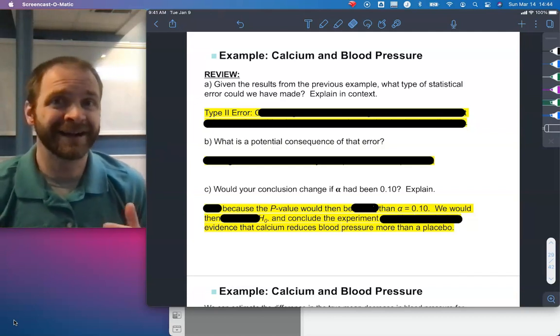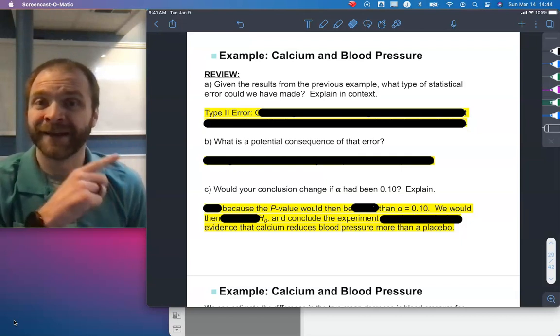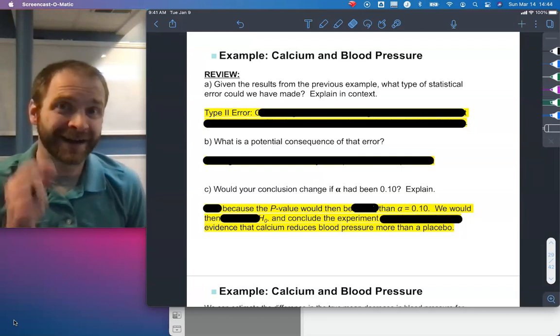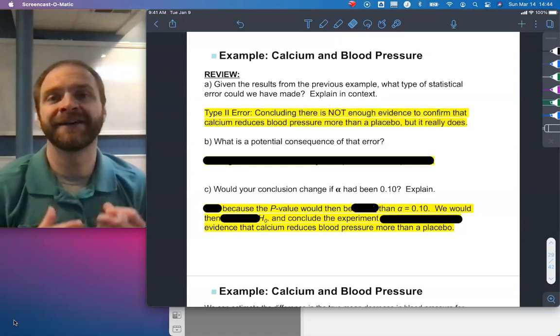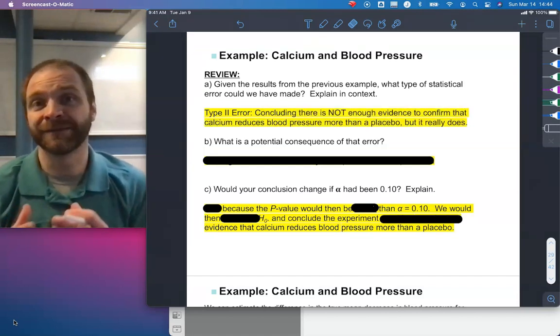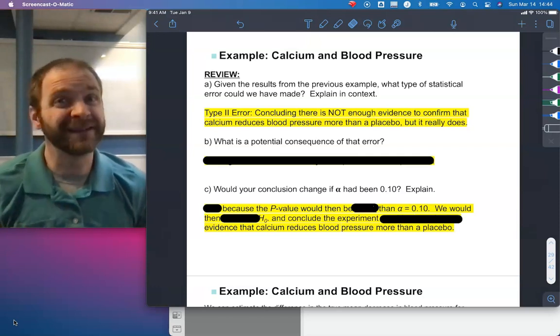Well, what does that mean in context? Now, we're not asking for a consequence there. The consequence is in part B. We're just asking for context of what it means. Well, in this case, concluding that there is not enough evidence to confirm that calcium reduces systolic blood pressure more than placebo, but it really does.